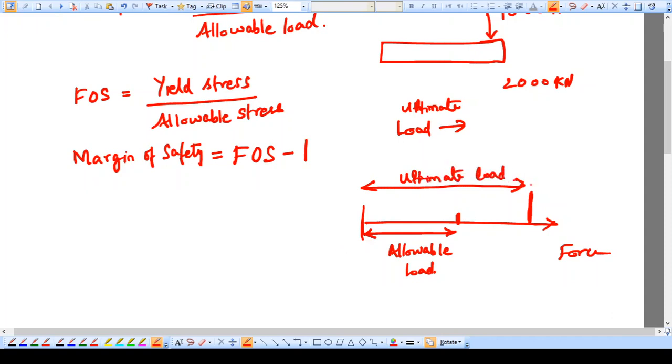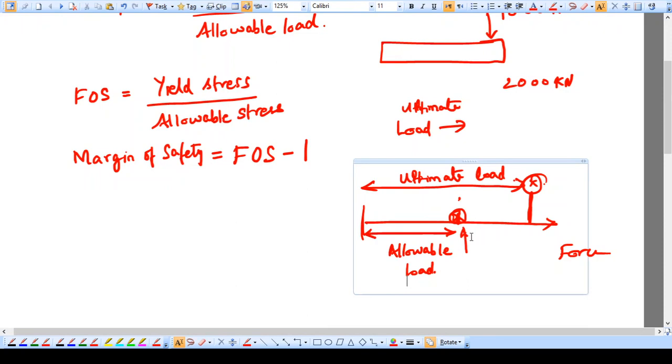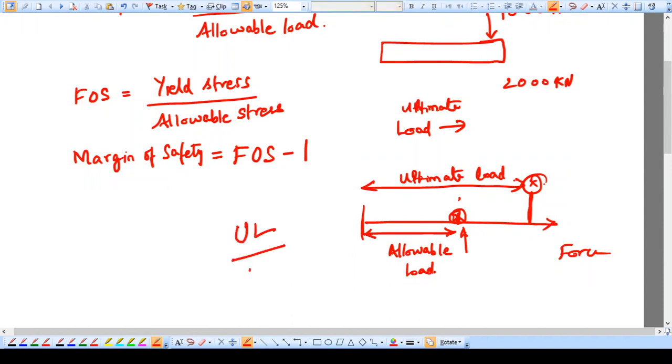Okay, so after this point the material fails, and this is your point at which the force is acting for most of the time. So you can think of this as a design load also, design or service load. So most of the time the member will be subjected to this allowable load. So this factor of safety is the ratio of the ultimate load to the allowable load.